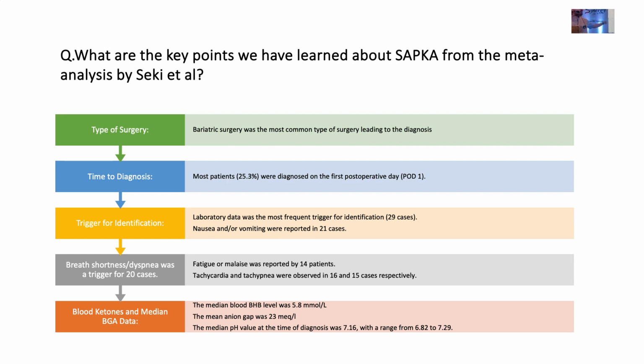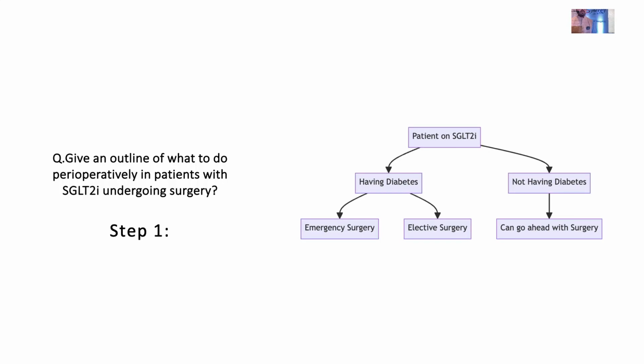And very importantly, you need to check the blood ketones and the anion gap. And if you see this paper where they collected all the data, typically the beta-hydroxybutyrate level was 5.8. I told you more than 2 is considered significant. And mean anion gap was 23. More than 12 is considered significant. So typically you will find values of this kind. pH was 7.1 and ranged from 6.8 to 7.2 in this paper.